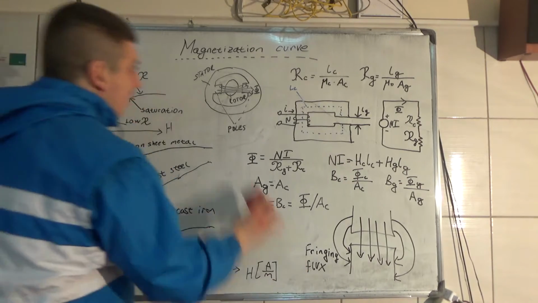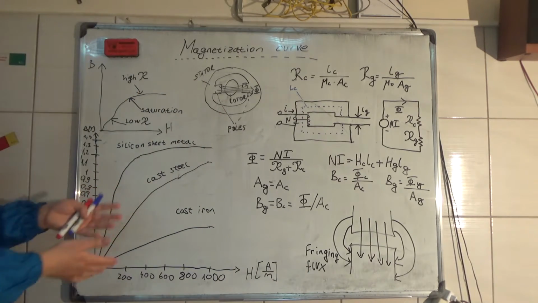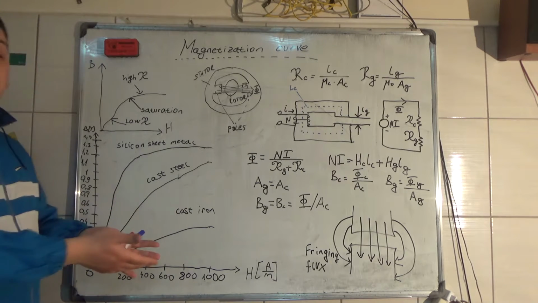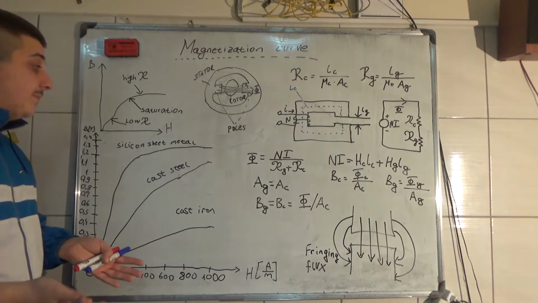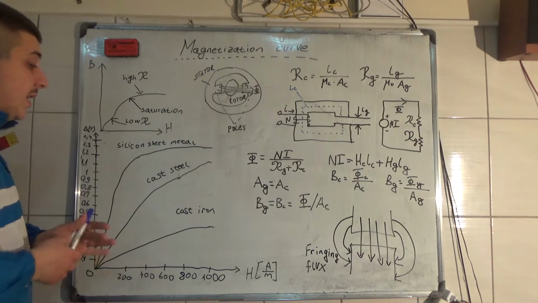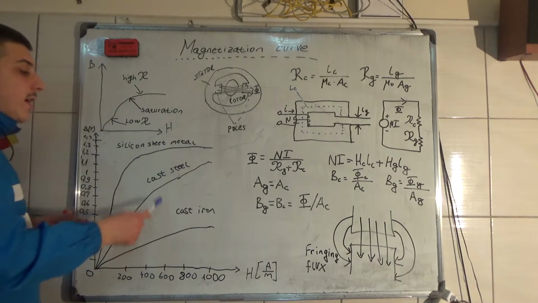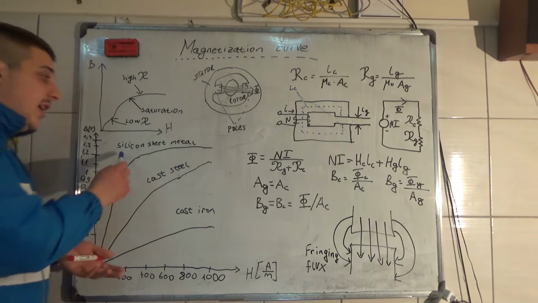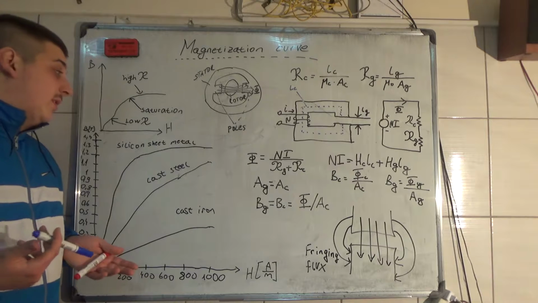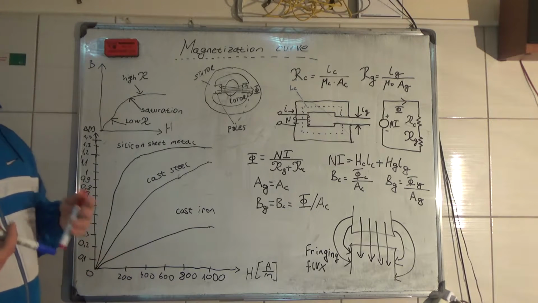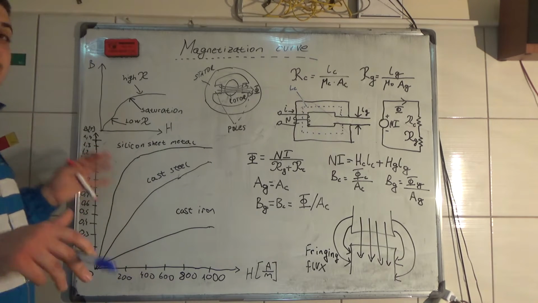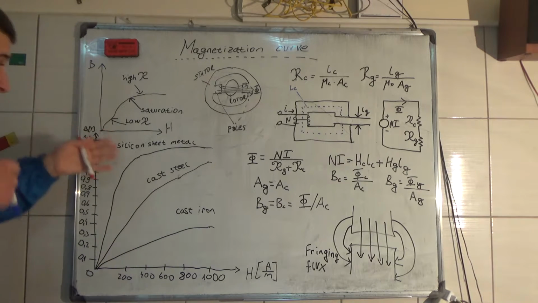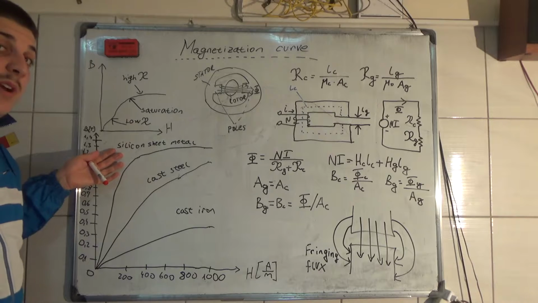And here are some magnetization curves for three various materials. So that's our cast iron, cast steel, and silicon sheet metal. As you can see, the silicon sheet metal is the best magnetic material. I don't know if I can say we have today, but pretty much it's the best. So this is always a better choice, but it's more expensive.